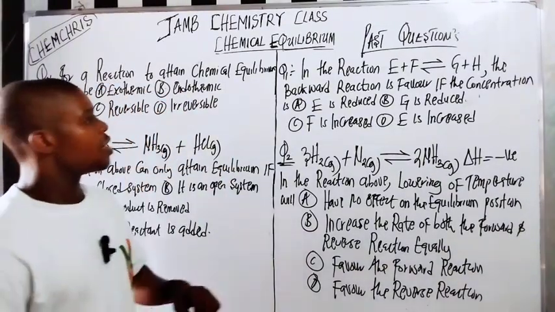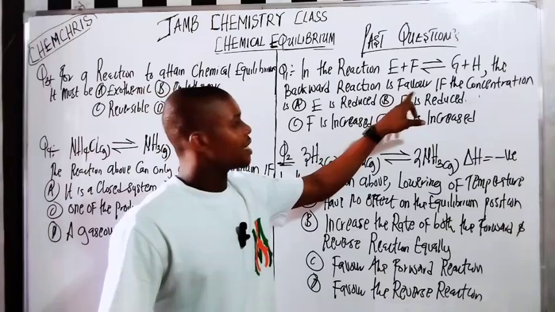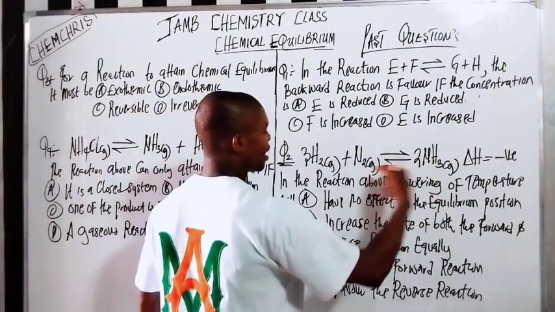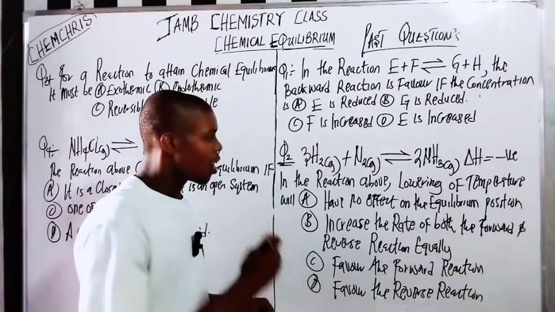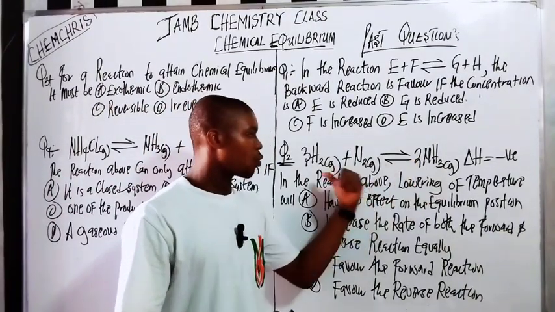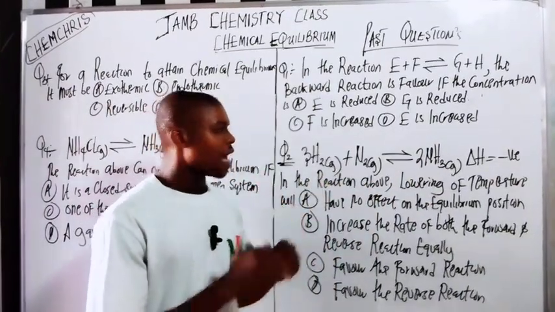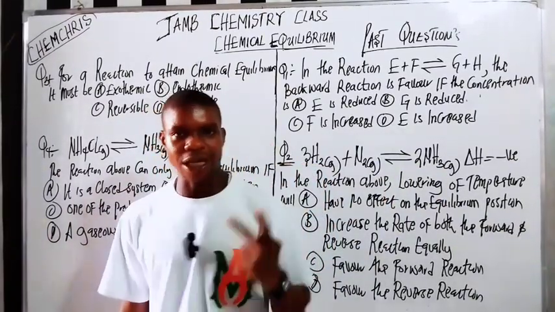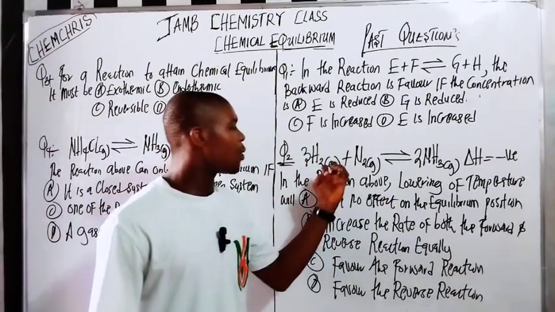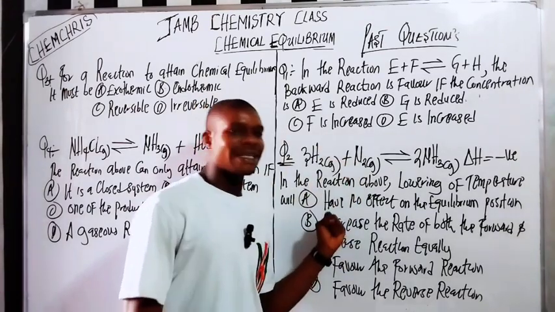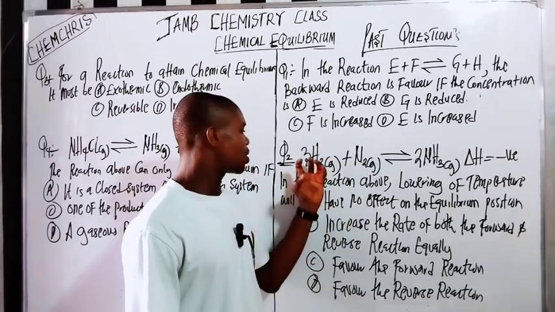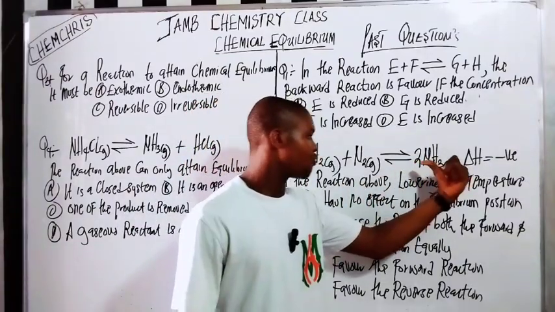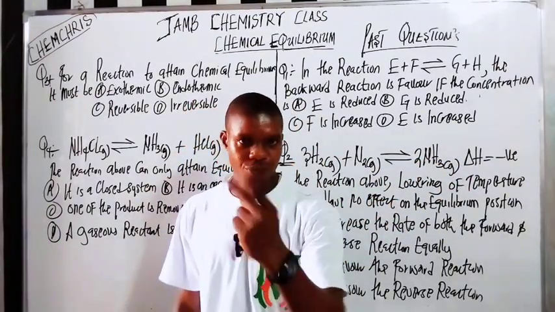They say that the backward reaction is favored if the concentration... So how do you favor the backward reaction? How do you make the reaction move backwards? Now there are two things you can do here. You can either decrease one of the reactants. Do you understand? So for the reaction to move backwards, there are two things you can do here.